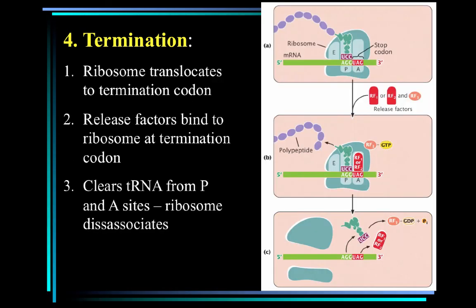Finally, the fourth step is going to be termination, and this is where the ribosome is going to move to the termination codon. It's going to read the termination codon, and as it reads it, it's going to release factors that bind to the ribosome at this termination point. And the final step of the termination process is that the transfer RNA from the P and the A site is going to disassociate from the original component.